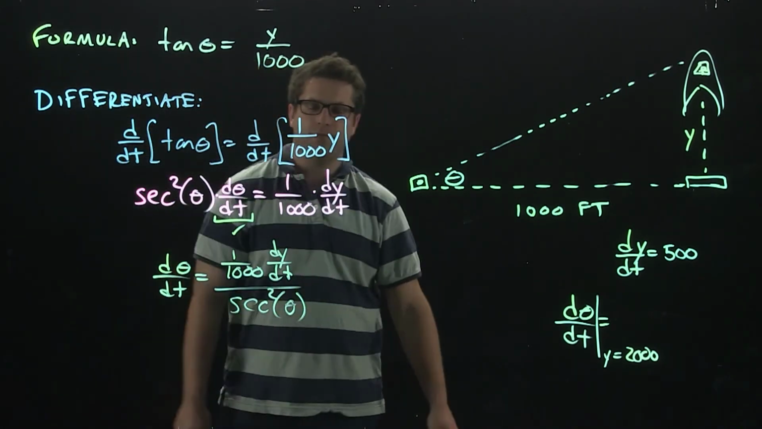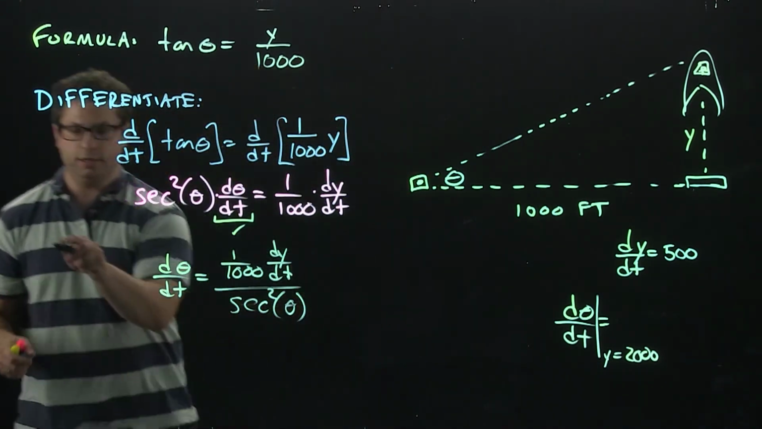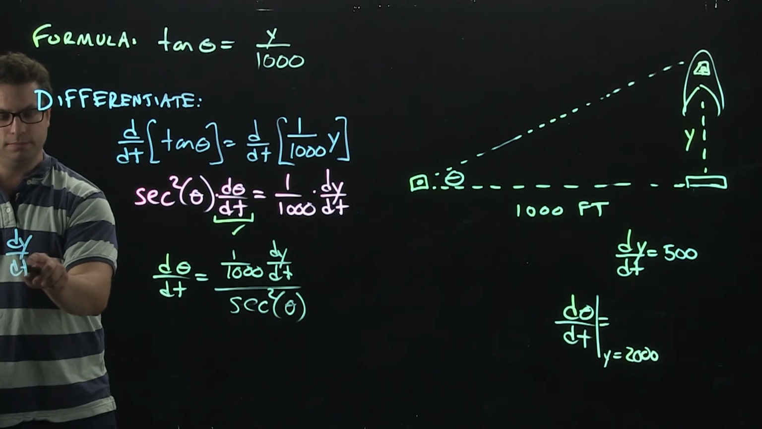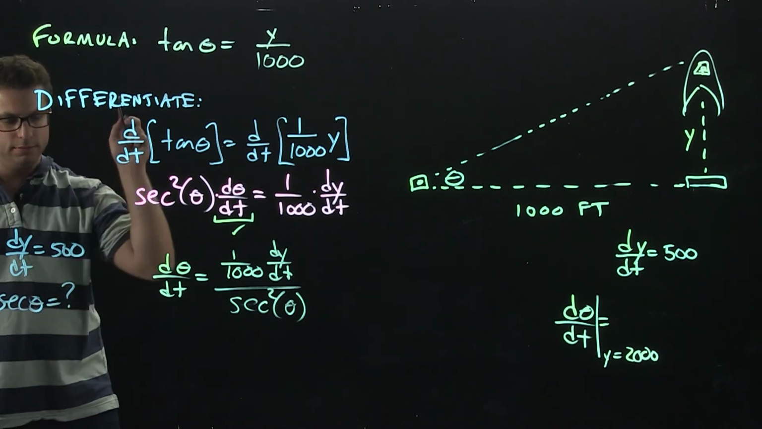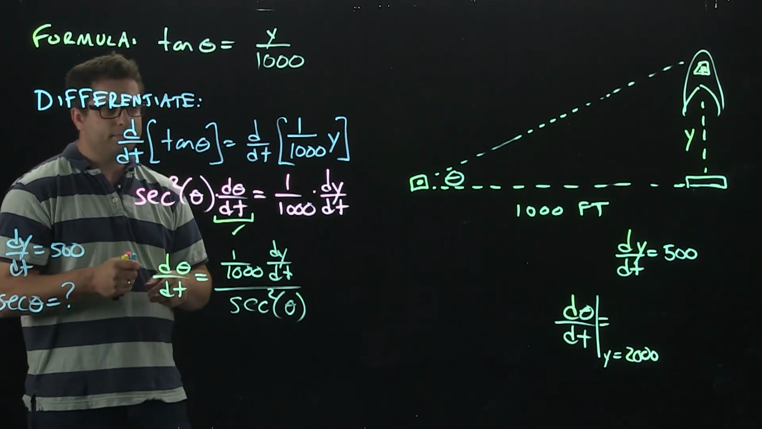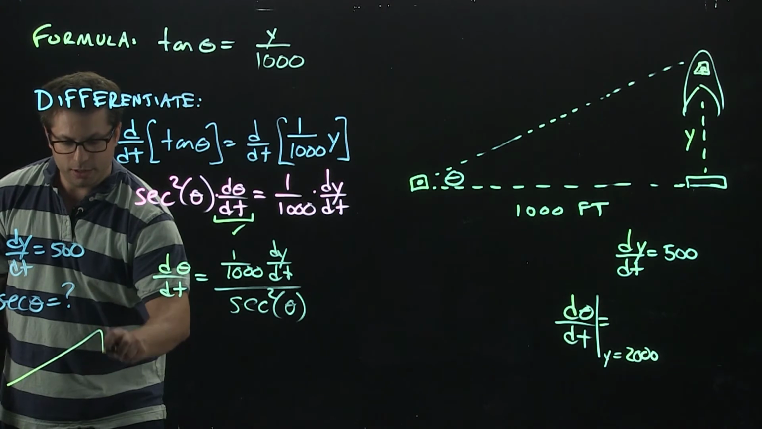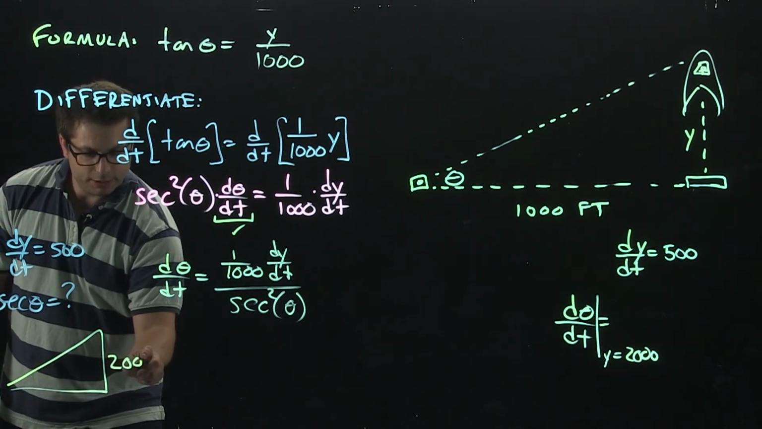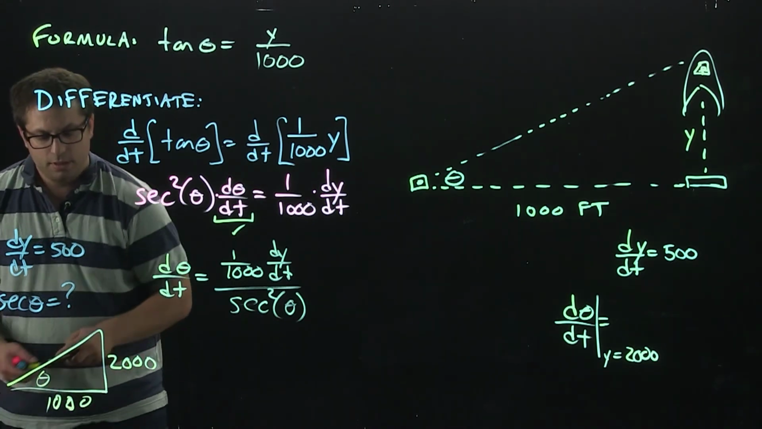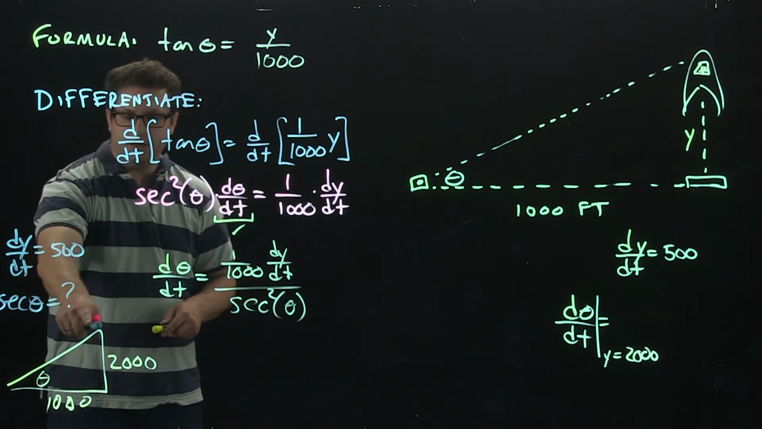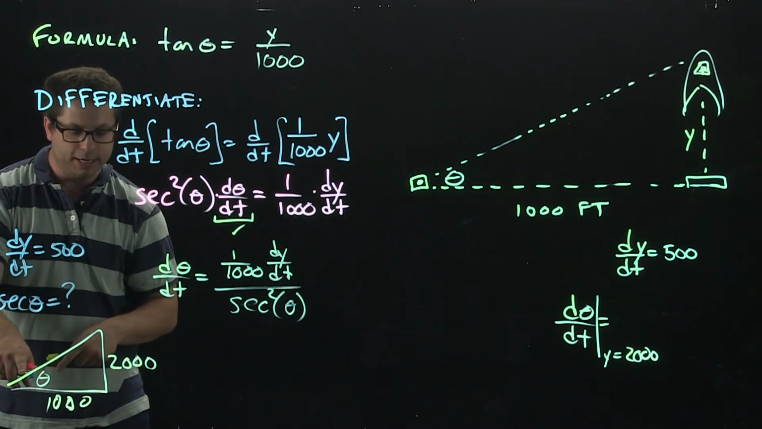Now we just have to plug in the specific information from the word problem. Now we know dy/dt, let's go over here. We know that dy/dt is 500, so we have that. But we don't know what secant theta is. The easiest way of doing that is to complete the triangle, because now I know that the height of the rocket is 2,000, and that's going to be 1,000. If we can complete the triangle and get the hypotenuse, then we're going to be able to do secant theta, because now we'll have all the sides of the triangle.